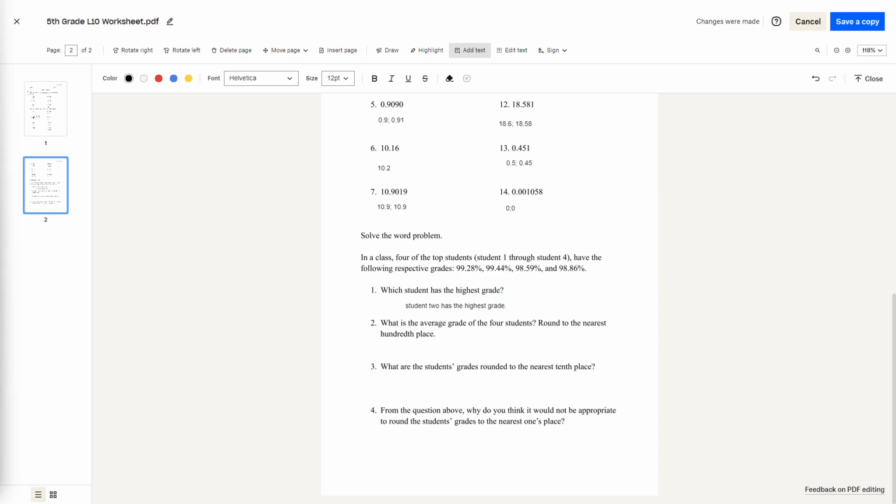What is the average grade of the 4 students? To find the average, all you need to do is add up all of the values and then divide the sum by the number of values there are. So 99.28 plus 99.44 plus 98.59 plus 98.86 is equal to 396.17. From here, all you need to do is divide that by 4 because there are 4 students, and the average grade of the 4 students should be 99.0425. Rounded to the nearest hundredths place, that would be 99.04.